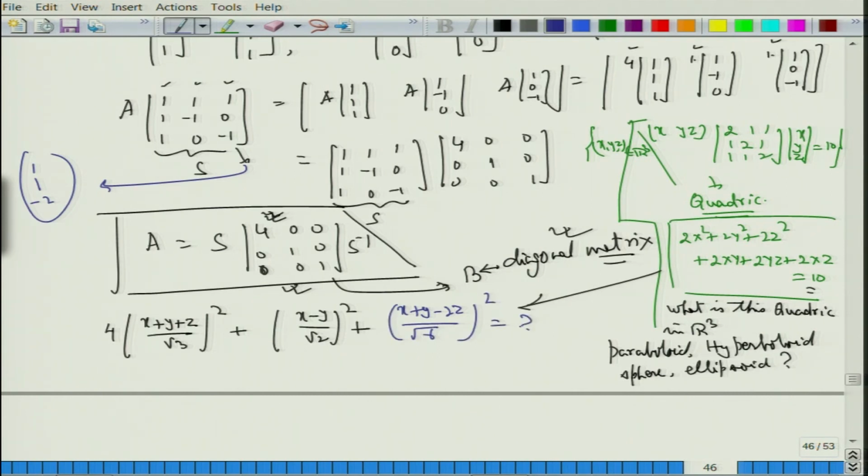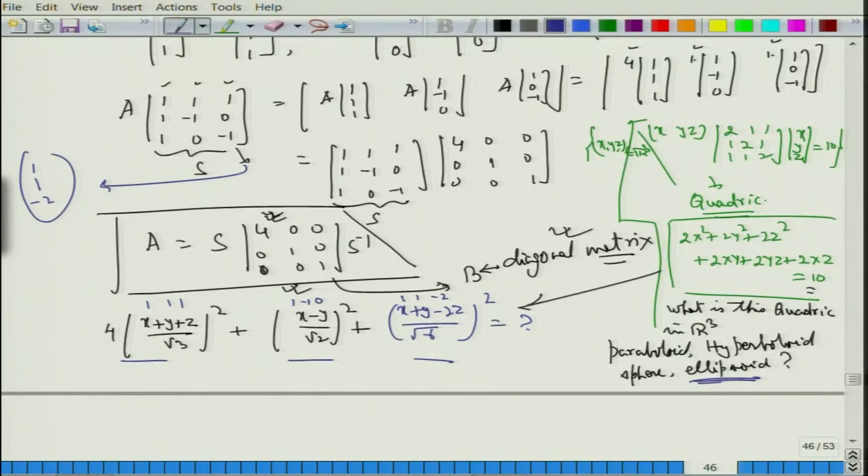So this tells me that I have got some things here. This vector is 1 1 1. This vector corresponds to 1 minus 1 0. This corresponds to the vector 1 1 minus 2. You can see that these 3 vectors are perpendicular to each other. Hence, in place of the x, y, z axes, I have another set of 3 perpendicular axes, and therefore I have got the axes of the ellipsoid. Since there is a 4 here, 1 here, 1 here, all with positive signs, I am getting an ellipsoid.